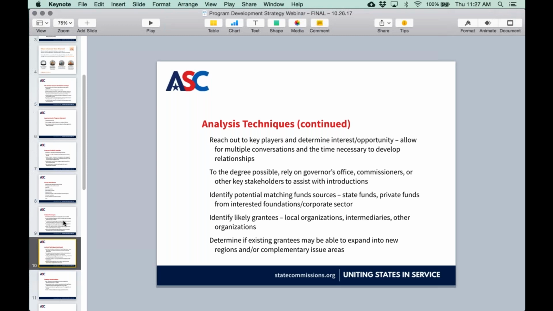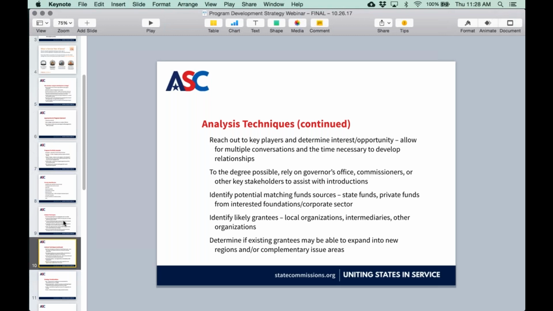I also want to encourage you to identify potential matching fund sources. As we know, match can be a huge hurdle for potential programs to get off the ground. So if there are ways that you can identify potential matching fund sources as part of these conversations, I think that can be very powerful.